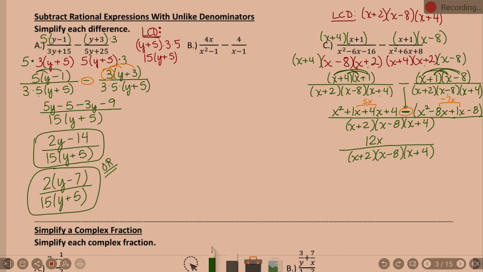And then for our constants, 4 minus negative 8 is going to be plus 12. Okay. Anything factor? They're both good. Okay. Officially, 12x plus 12 has a GCF of 12. If I factor out that 12, I'm left with x plus 1 over x plus 2, x minus 8, x plus 4. Does anything cancel?